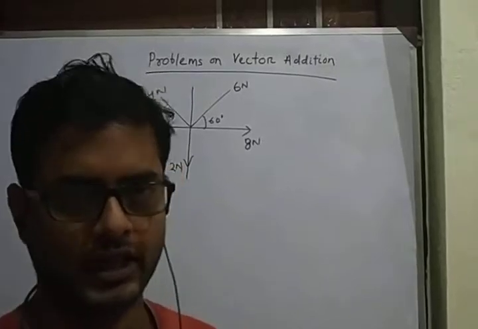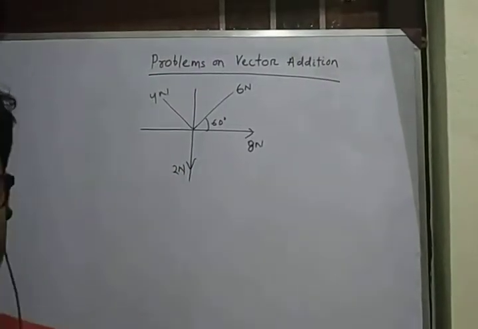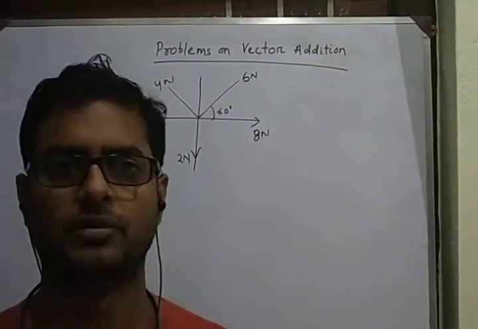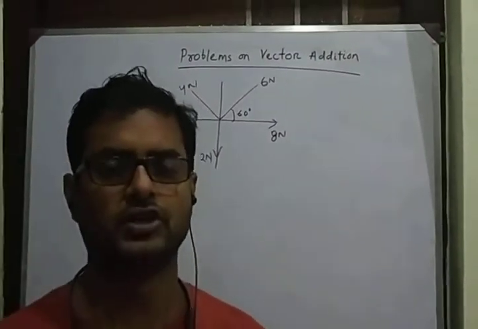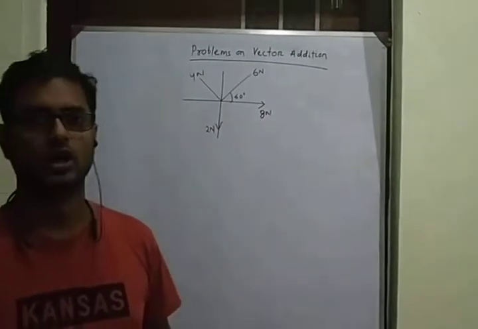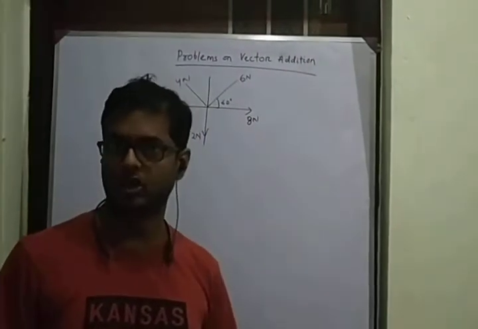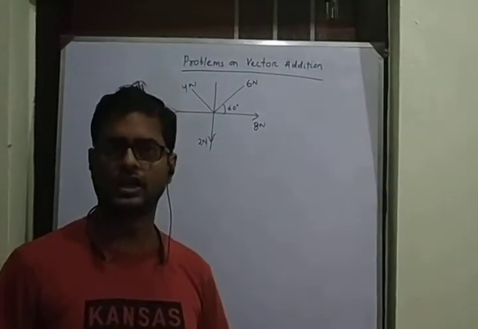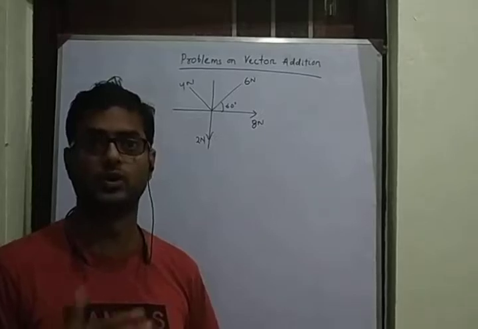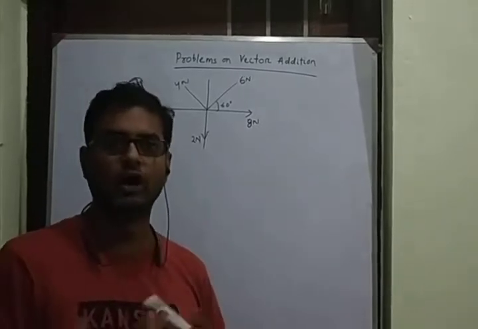All. Now I am going to discuss a problem on vector addition. Basically, in my previous videos I have discussed triangle law of vector addition, parallelogram law of vector addition, and polygon law of vector addition. But in the case of the triangle law and parallelogram law, we are taking two vectors to add them. But when more than two vectors are given, how do we go about it?